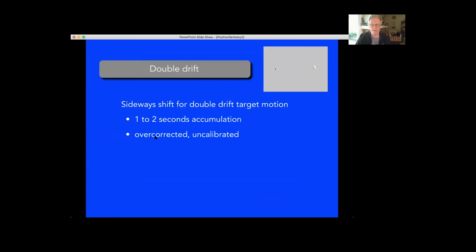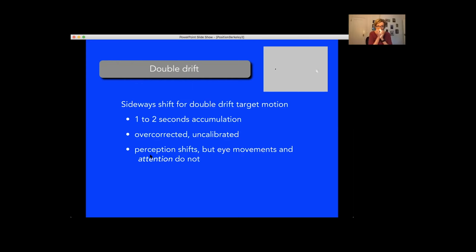So it's not like the flash lag and the other extrapolations, which could have been functional. This is really an unleashed, overcorrected, uncalibrated response, perhaps because it's so rare in the real world.